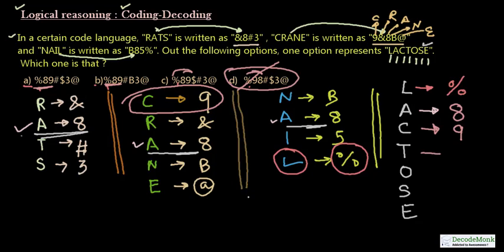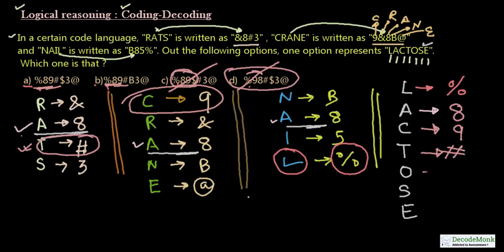Moving further, T. T is represented by, yes, we have got T in rats. T is represented by hash. So we have got percentage 8 9 hash, percentage 8 9 hash, percentage 8 9 dollar. So this is wrong. Now we can cross out option C also. We are left with option A and option B.